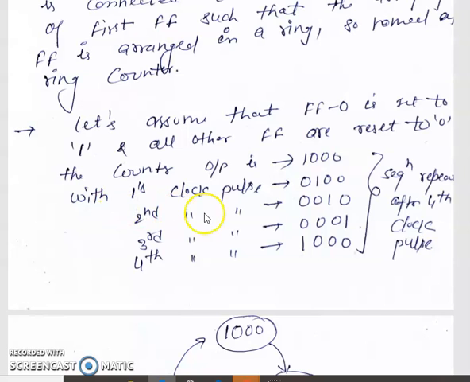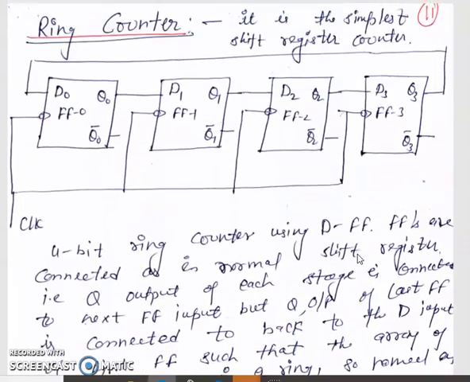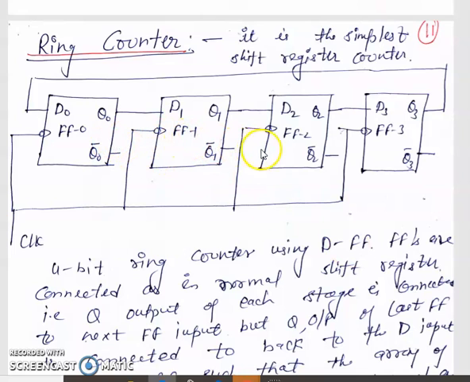When we apply the first clock pulse, this is the output of Q0, Q1, Q2 and Q3. The 1 is shifted with the first clock pulse, then with the second clock pulse it is shifted to the next flip-flop, and with the third clock pulse to the next, and with the fourth it repeats itself, that is, 1 0 0 0. See here in the diagram, this is 1 0 0 0. Initially we set it, and after the first clock pulse the output is 1, with 0 0 and 0.